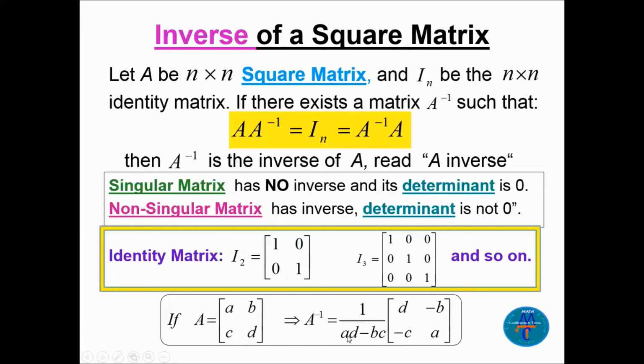One remark here: ad minus bc, this is a number. It can be 7 or minus 2 or 1. This number is the determinant of A. It can be 0 also. If ad minus bc is 0, then there is no inverse for A. If it is any other number, just multiply it inside like a scalar multiplication.